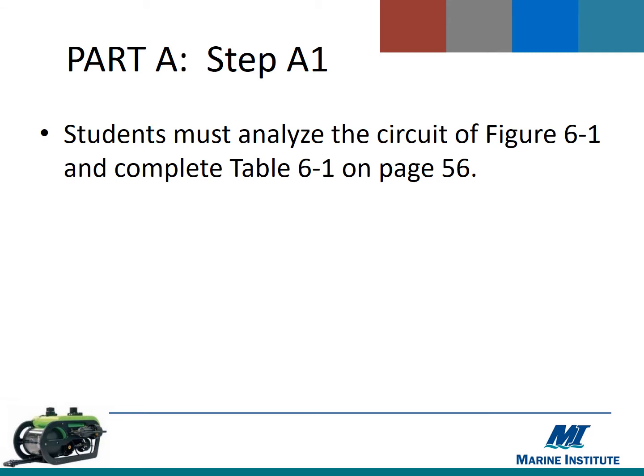So the first part of this experiment is to analyze the circuit in figure 6-1 using the series parallel reduction techniques to find RT, and then apply the series rules, parallel rules, KVL, KCL, and Ohm's law to find the current through each resistor and the voltage across each resistor. Then complete table 6-1 as you analyze the circuit. Again, this is left as a student exercise. Complete this on your own and submit your work with your lab.